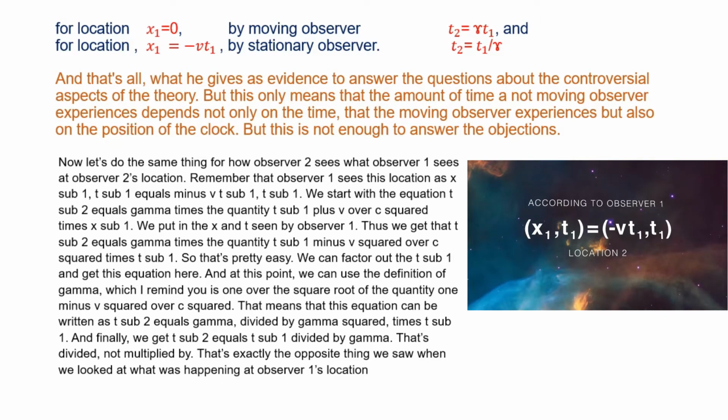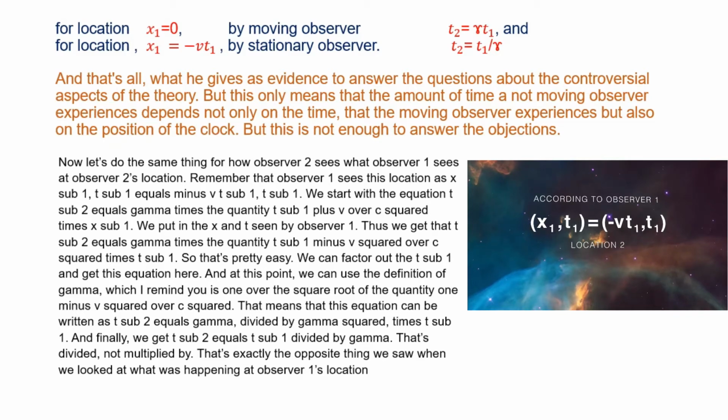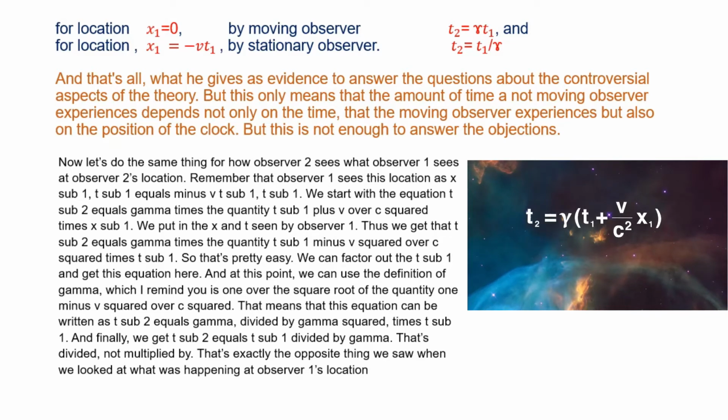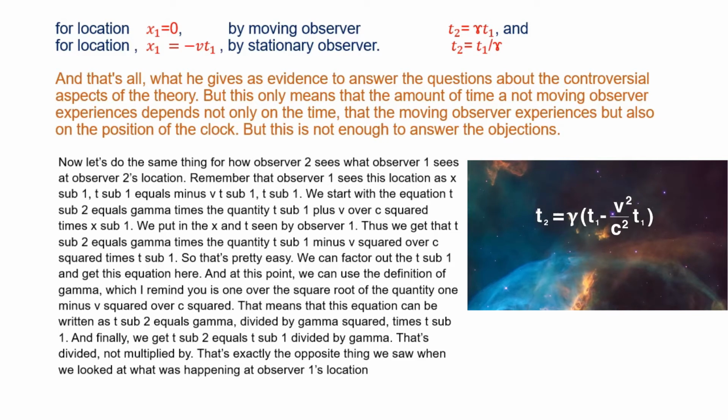Now let's do the same thing for how observer 2 sees what observer 1 sees at observer 2's location. Remember that observer 1 sees this location as x sub 1, t sub 1 equals minus v t sub 1, t sub 1. We start with the equation t sub 2 equals gamma times the quantity t sub 1 plus v over c squared times x sub 1. We put in the x and t seen by observer 1. Thus, we get that t sub 2 equals gamma times the quantity t sub 1 minus v squared over c squared times t sub 1.